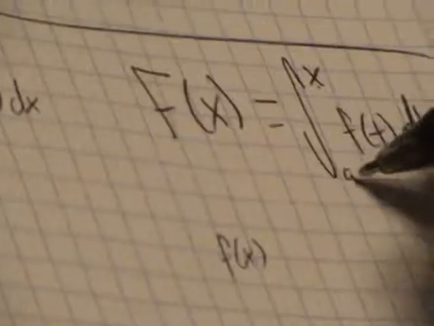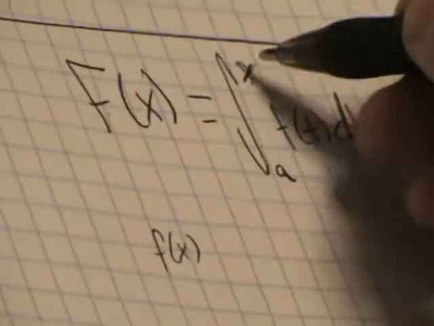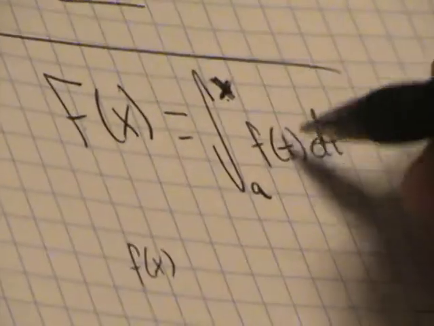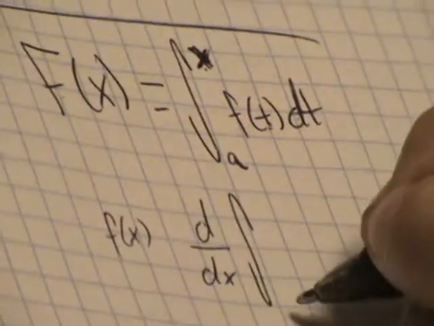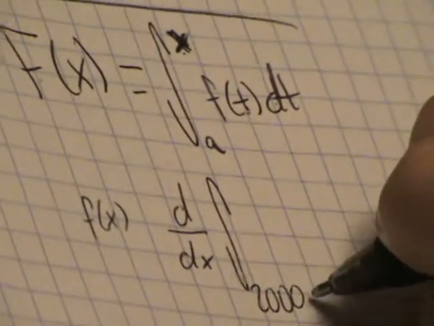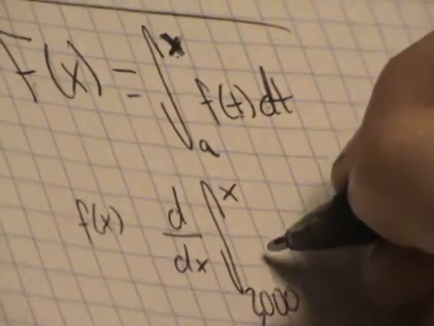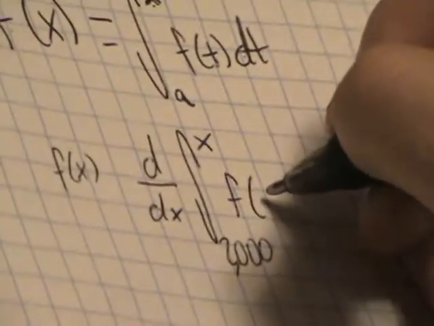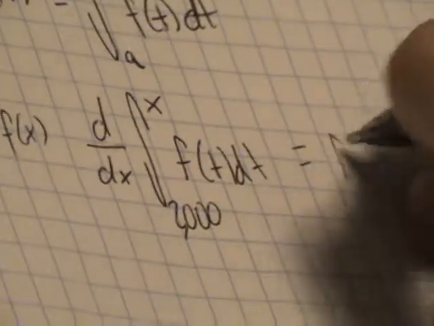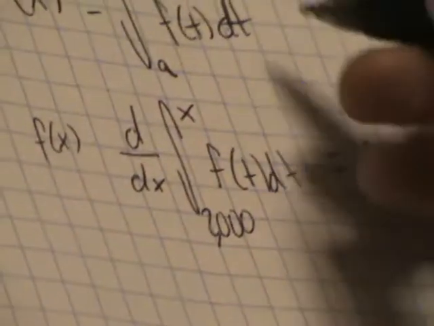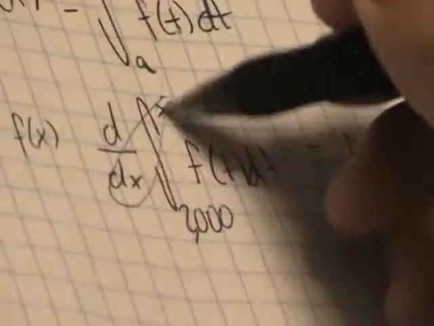And you're probably thinking, what just happened? What you just need to know is that if it goes to some constant, and a can be any constant, but if it goes to any variable, you just plug this variable into here. And what they're going to give you is something like d over dx of the integral from 2000 to x of f of t dt. The answer is f of x.